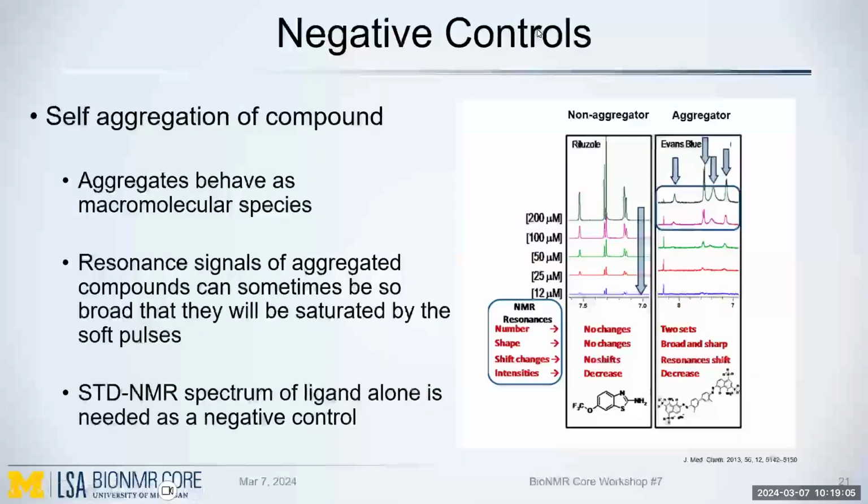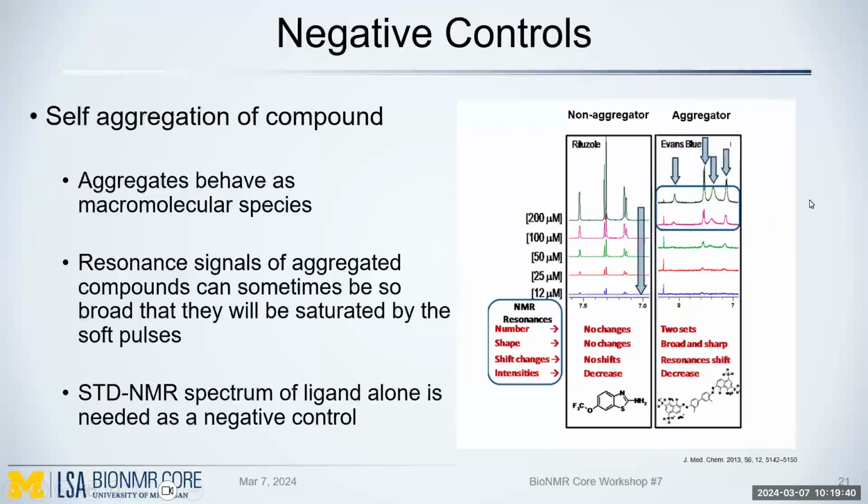And finally, it's important to include a negative control sample when running STD-NMR. This is because those ligands, when they are dissolved in aqueous buffer, may undergo self-aggregation. So they will form very large aggregates that can behave like a macromolecule. And if they behave like a macromolecule, they will give positive peaks in the STD spectrum. So those aggregates are actually a false positive. And to eliminate those false positives, you can run an STD-NMR spectrum of a ligand-alone sample.